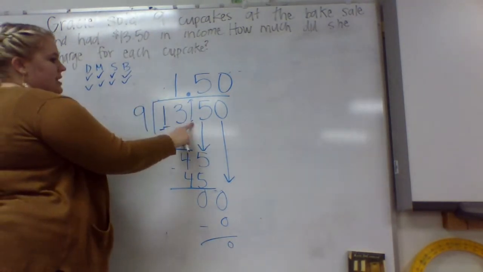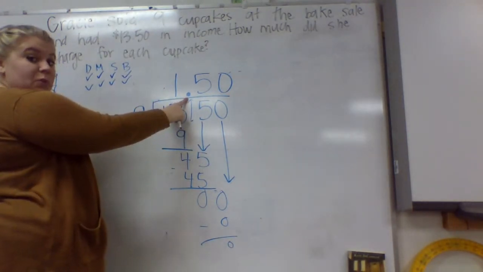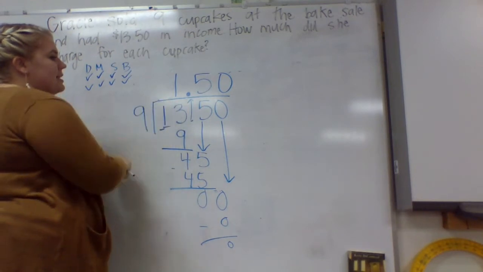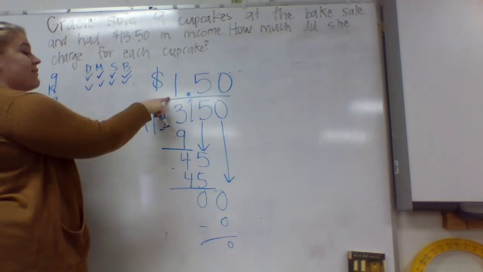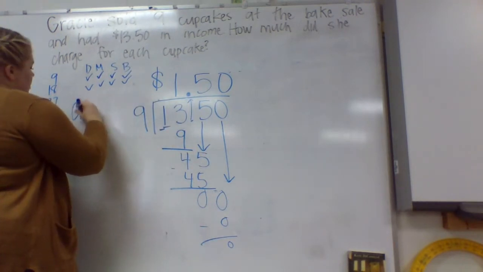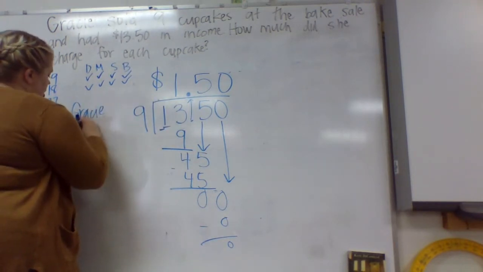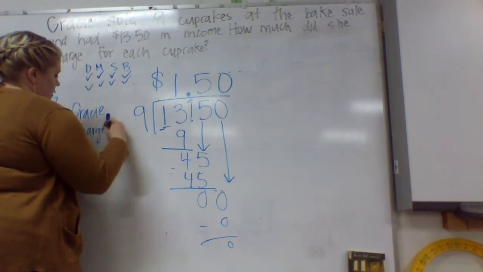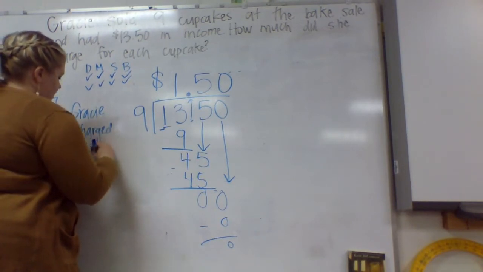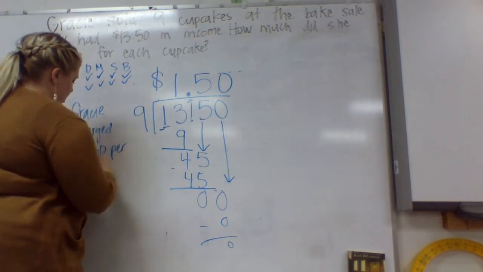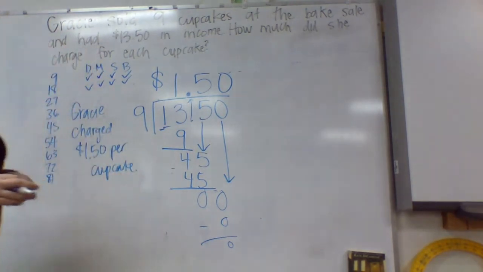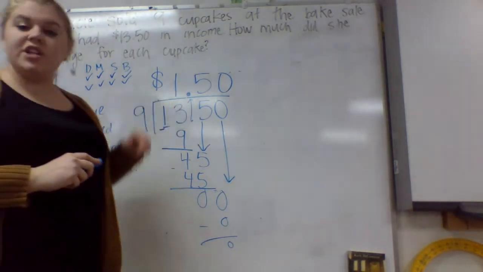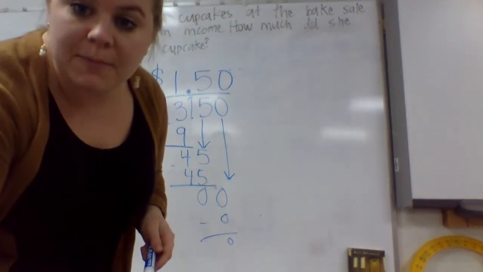So notice how our decimal point, since we put it where it needed to go, we can add our dollar sign. We can find out that Gracie charged $1.50 per cupcake. That is how we find out. Notice the division wasn't any harder. We just had to make sure we kept our decimal point lined up.